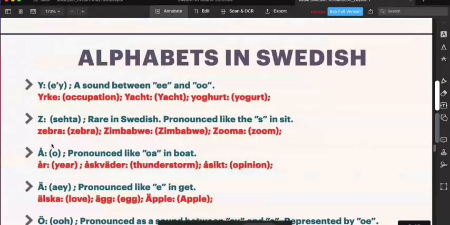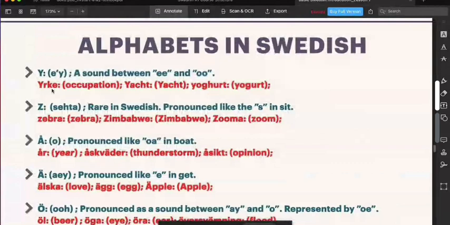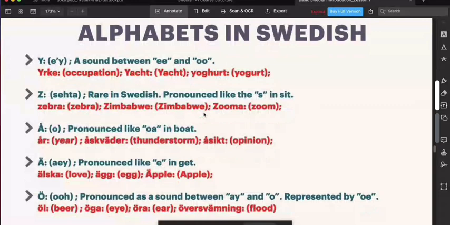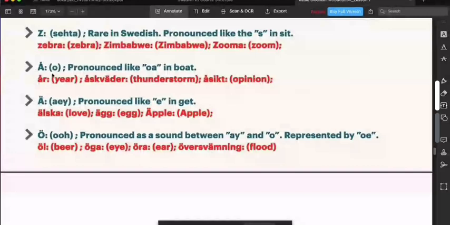So first example is jirke, occupation, yacht, yogurt, seta. You pronounce it like S in Swedish. Zebra, Zimbabwe, and Suma, to zoom. And lastly, these three umlauts. First one is O. Example is over, year, osk, weather, thunderstorm, osikt, opinion.